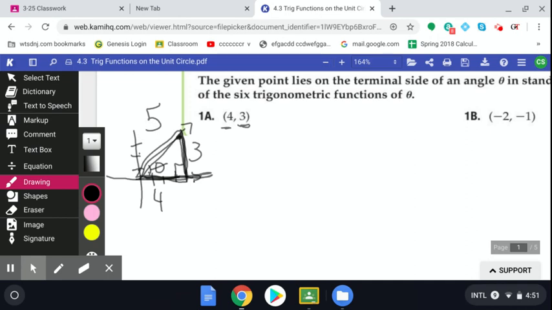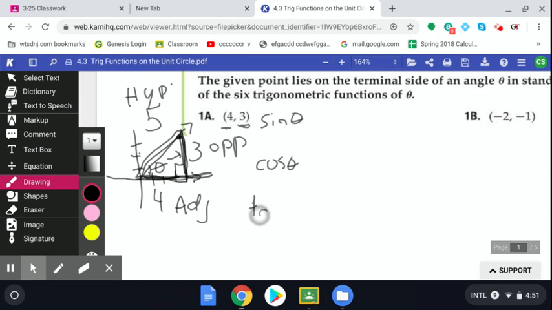So now it's pretty easy because I have my angle. I know that's going to be the opposite side. This is going to be the adjacent side, and that's the hypotenuse. So I can do sine theta, cosine theta, tangent theta. And then the reciprocal functions, which are going to be cosecant theta, secant theta, and cotangent theta. And now it's just a matter of filling in those values.